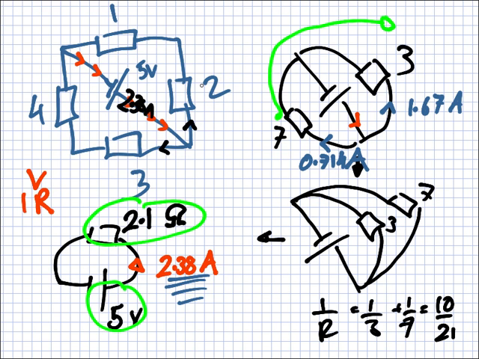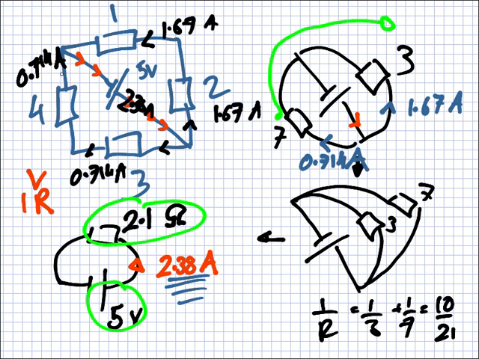2.38 amps. This one here is 1.67, and so is this one, 1.67, because in series the current's the same. And then this side is 0.714 amps, and this side here, 0.714 amps. So I found all the currents. Not so difficult, right?